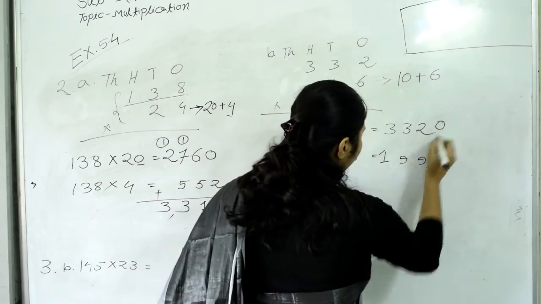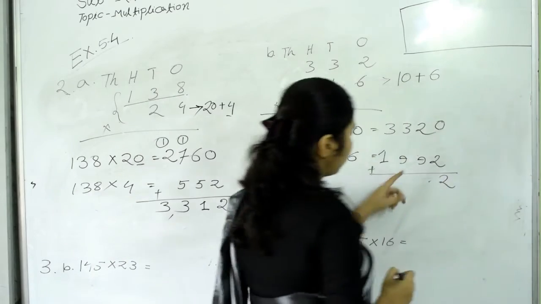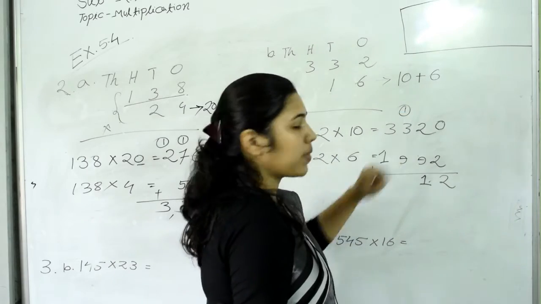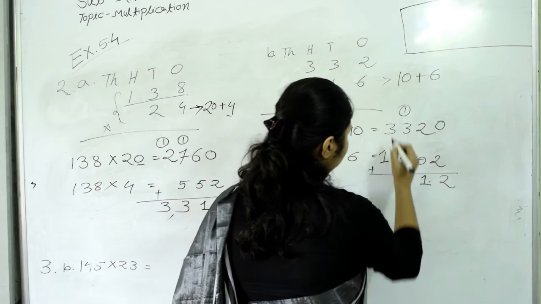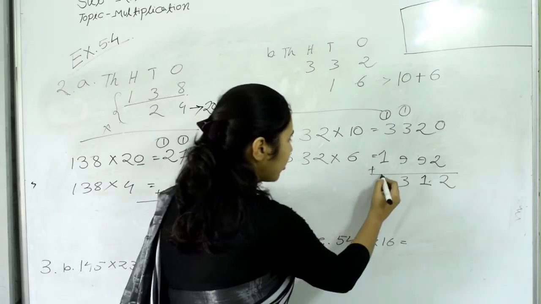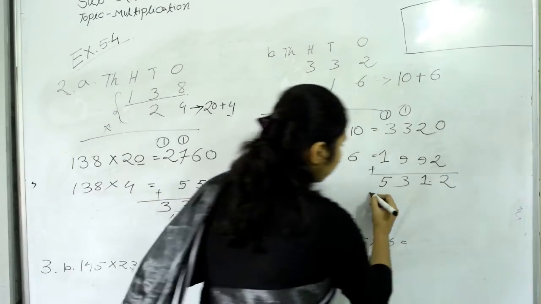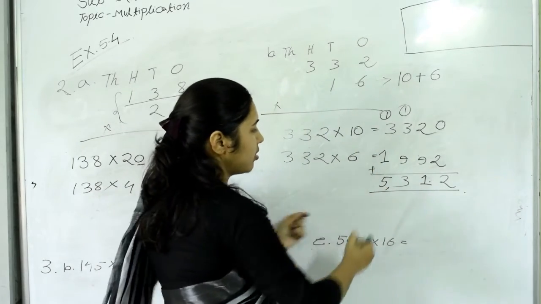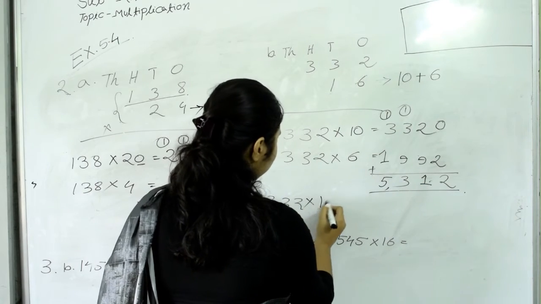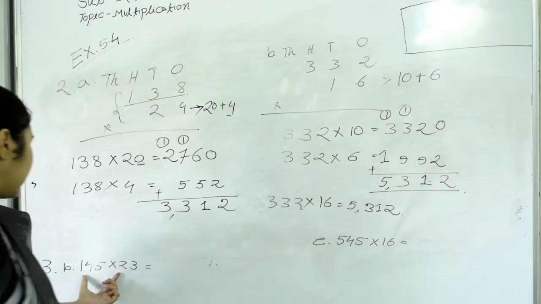Now add these two products. Okay, 2 plus 0, 2. 9 plus 2, 11. Carry 1. Again 9 plus 3, 12. 12 plus 1, 13. Again carry 1 in thousands place. Now 3 plus 1, 4. 4 plus 1, 5. So the product of these two numbers is 5312. 332 into 16 equals 5312.